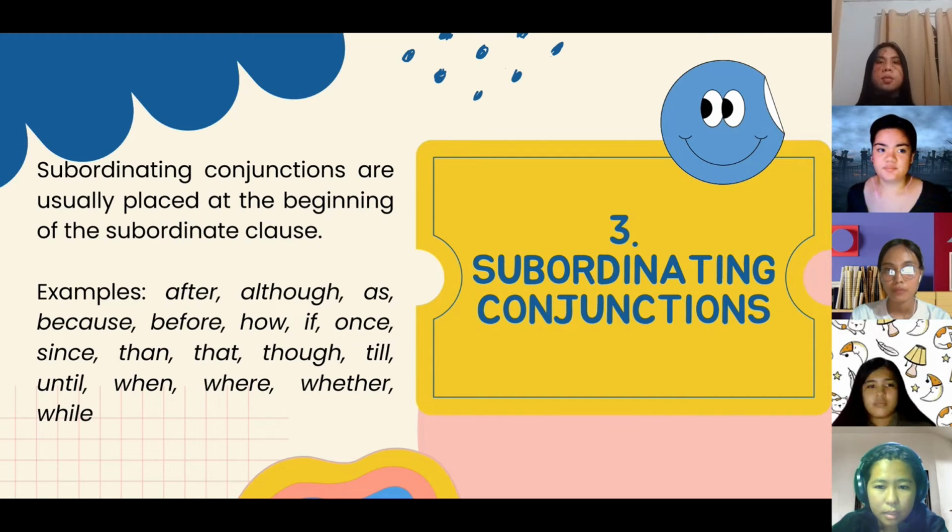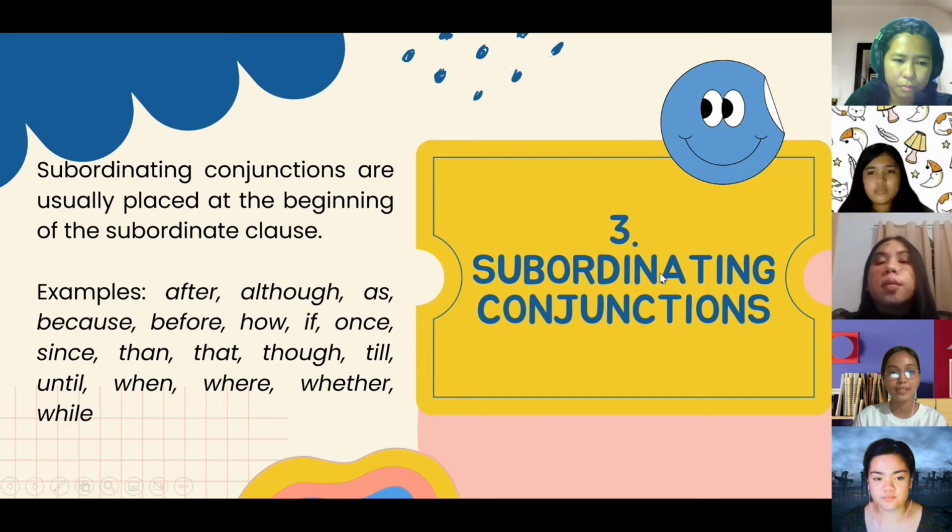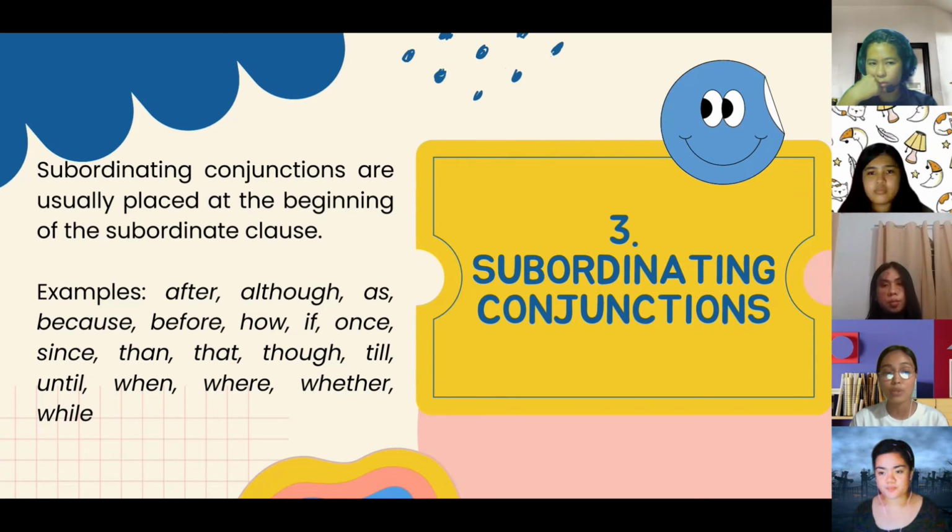Lastly, Ms. Salcedo, return to discuss the third one and the syntactic environment. Okay, we are now down to the very last, which is the subordinating conjunction. Subordinating conjunctions are usually placed at the beginning of the subordinate clause. Here are examples: after, although, as, because, before, how, if, once, since, than, that, though, till, until, when, where, whether, and while. SBC for short are used to join a subordinate dependent clause to a main clause.